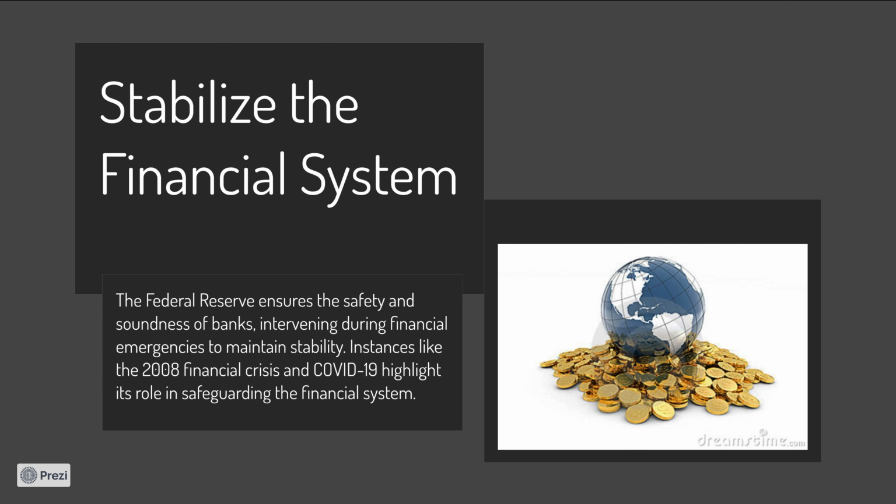Since the Federal Reserve was created in a time of economic crisis, one of its main functions is to stabilize our economy. And the way it does that is by intervening during financial emergencies and supplying funds where needed or enacting policies where needed. Some examples can be the 2008 crisis or the pandemic that recently occurred.